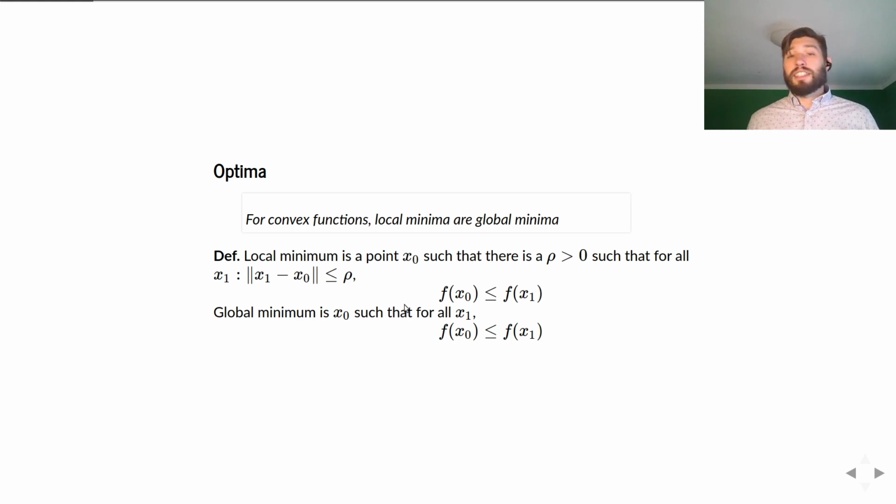Global minima doesn't have to be restricted to this rho distance, this rho radius around the minimum. So the reason why this is nice is that I only have to get local information about the function to validate that something is a minimum if this function is convex. Of course, convexity is an extremely strong assumption, which quite often we don't have or we don't want to have.